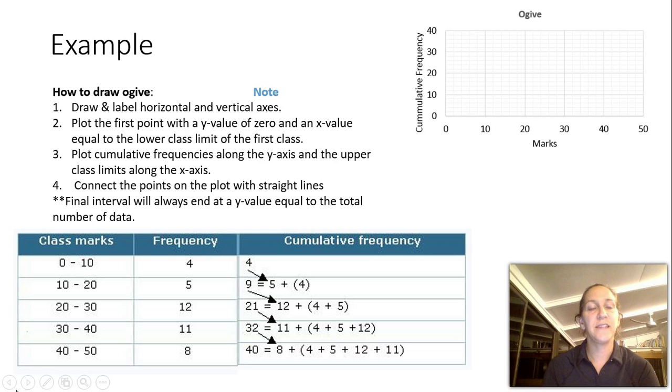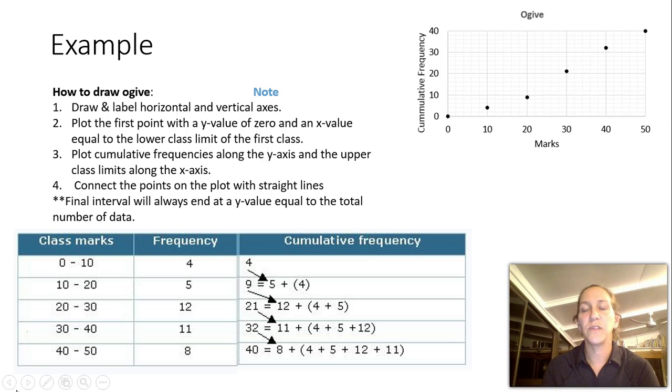For the next data points, we're getting our x values from the upper limit of our classes, and we're getting our y values from our cumulative frequency column. So our next point will be (10, 4). The point after that will be (20, 9). Then we'll have (30, 21), followed by (40, 32), and finally (50, 40).